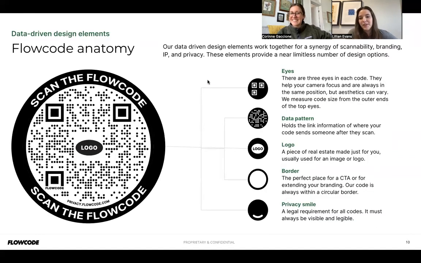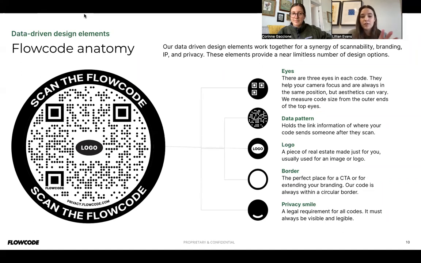Perfect. So I think one of the most important parts that sometimes gets forgotten when we're talking about the design of these codes is how functional they really need to be, right? So you're getting a QR code because you want someone to have access to some other kind of information that you're trying to hand off to them. So I'm going to go over some of the parts of the code that actually make it really functional before we even get into any of the design options.